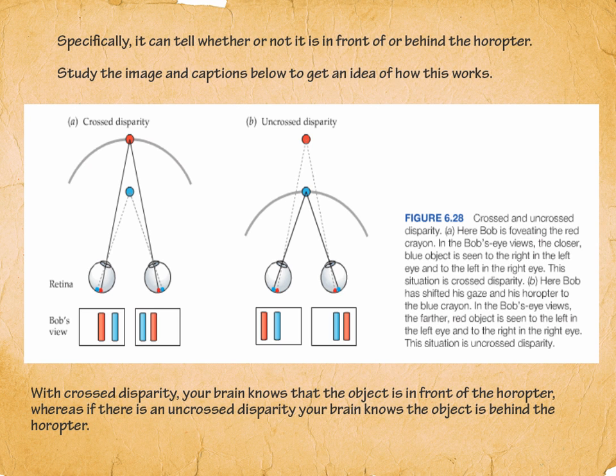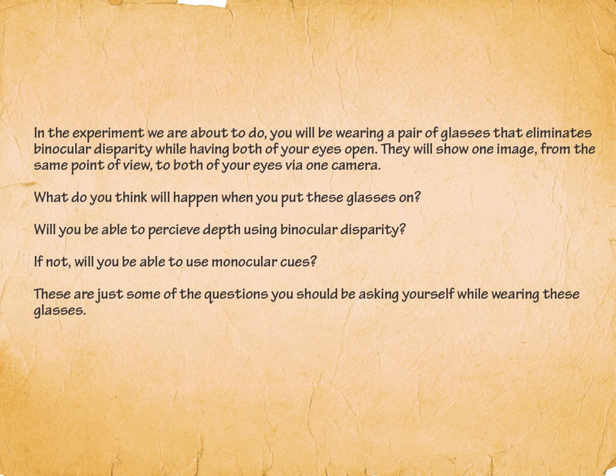With crossed disparity, your brain knows that the object is in front of the horopter, whereas if there is an uncrossed disparity your brain knows the object is behind the horopter. In the experiment we are about to do, you will be wearing a pair of glasses that eliminates binocular disparity while having both of your eyes open. They will show one image, from the same point of view, to both of your eyes via one camera.